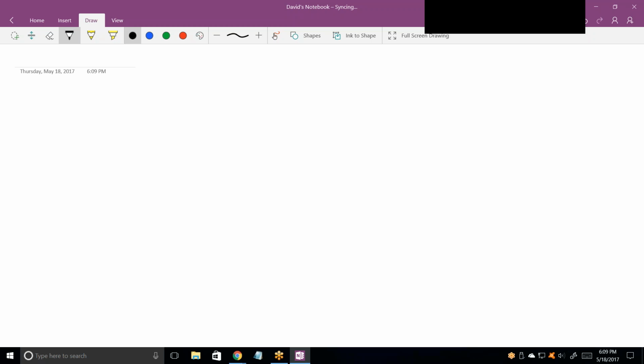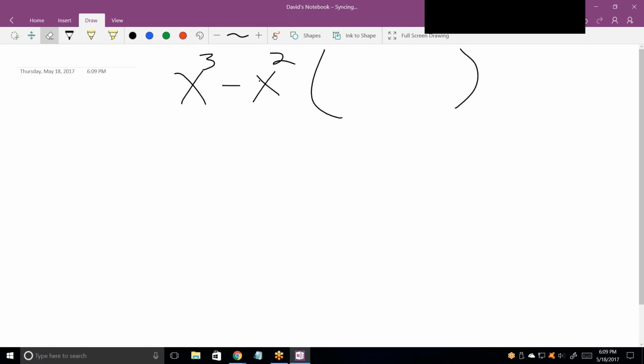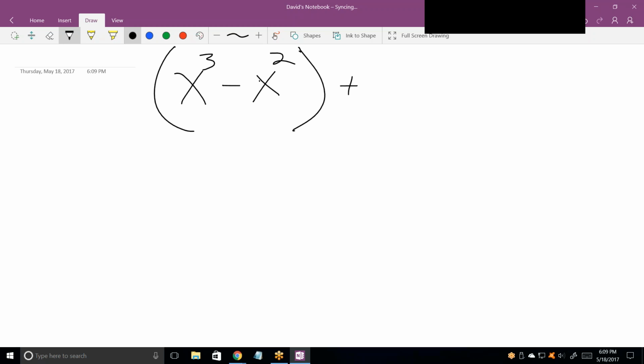What else? x to the third minus x squared in parentheses. Sorry, the first two terms are in parentheses. Plus the quantity of 2x minus 2 equals 0?